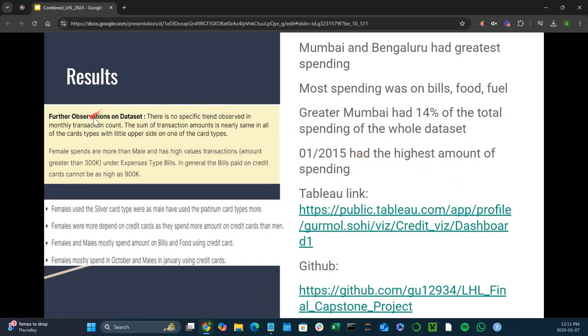So what did I see from the results? There wasn't any specific trend observed in the monthly transaction amount. The sum of transactions is nearly the same in all the credit types. Females spend more than males and have high value transactions. Under expense type in bills, bills paid on credit cards are not as high as 900K. Females use the silver card type, whereas males use the platinum card types more. Females were more dependent on the credit cards. They spent more in this data set than men.